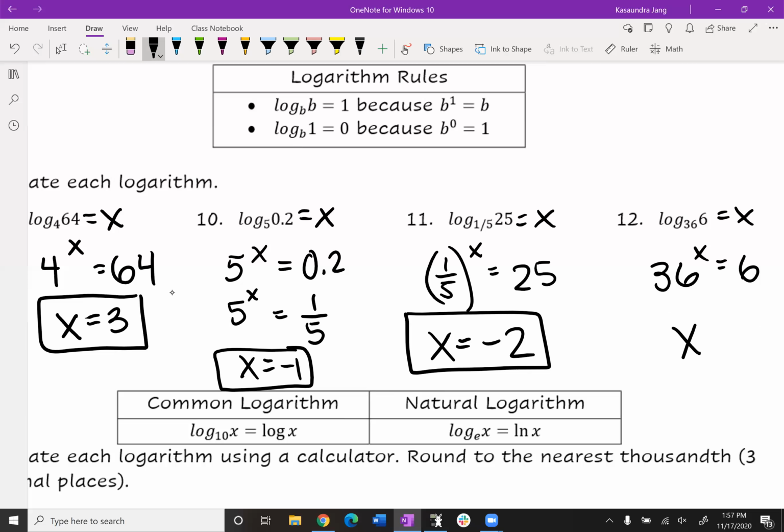My x is 1/2. So I didn't necessarily need a negative. I needed this fraction, 1/2. If I needed to do like the cube root, I would have to have a 1/3 exponent. If I needed a 4th root, a 1/4 exponent, and so on.